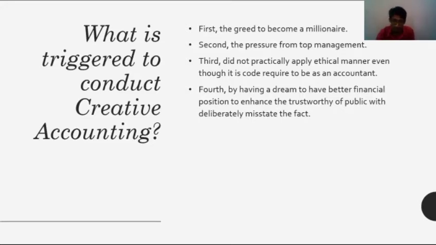And then second one, the pressure from top management. And third, not practically applying ethical manner, even though it is required by the code of ethics as an accountant. And then fourth, having a dream of a better financial position to enhance the trustworthiness of the public, with deliberately missed facts. This is why I said just now, because they just want to look better in the financial position. However, they made a bit of cheating in their financial statement.